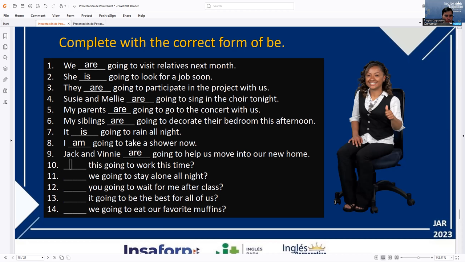Is this going to work this time? The last time it didn't work. Are we going to stay alone all night? Are you going to wait for me after class? Is it going to be the best for all of us? Is it gonna be the best for all of us? Are we gonna eat all our favorite muffins?